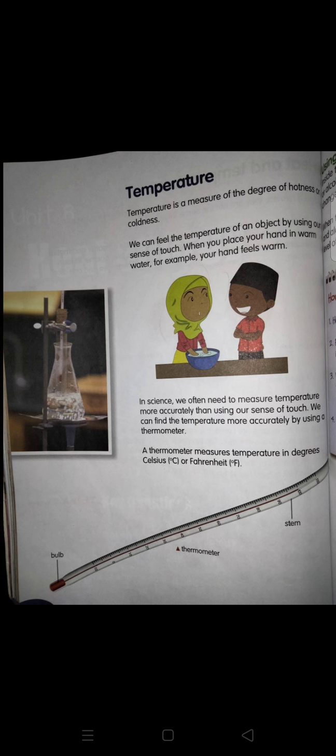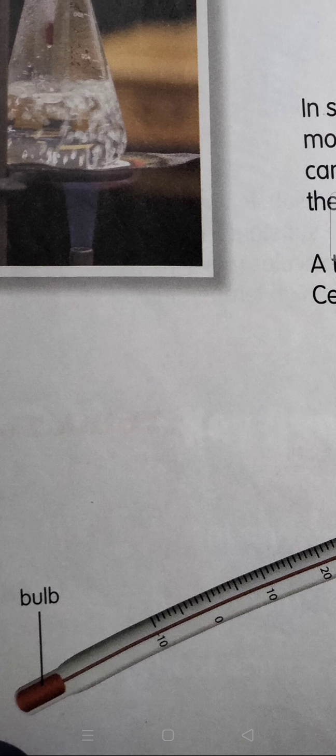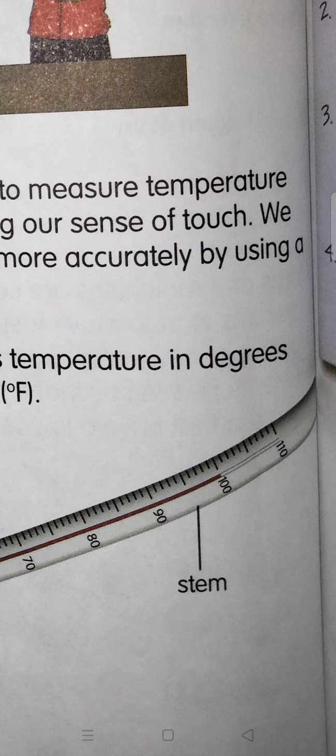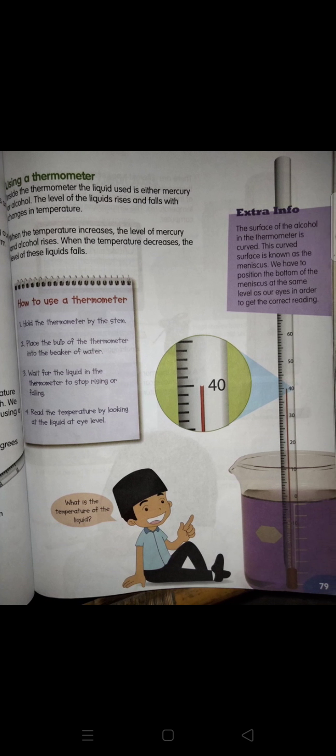So you can also see the thermometer here. This is its bulb, and this is its stem. Okay, so now move to next page.